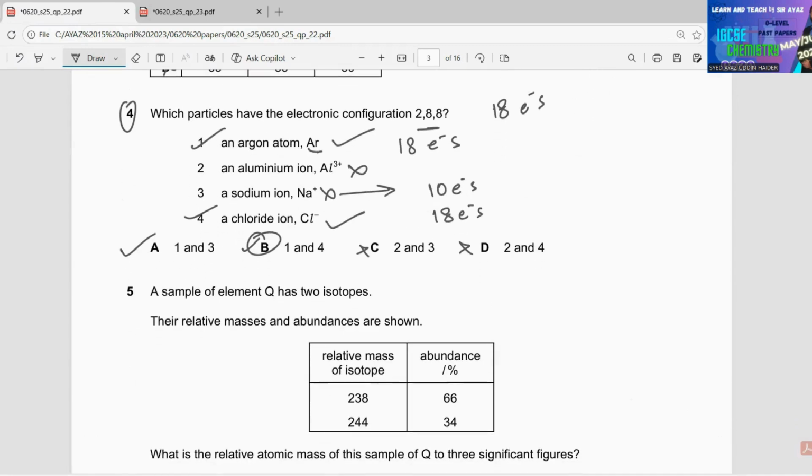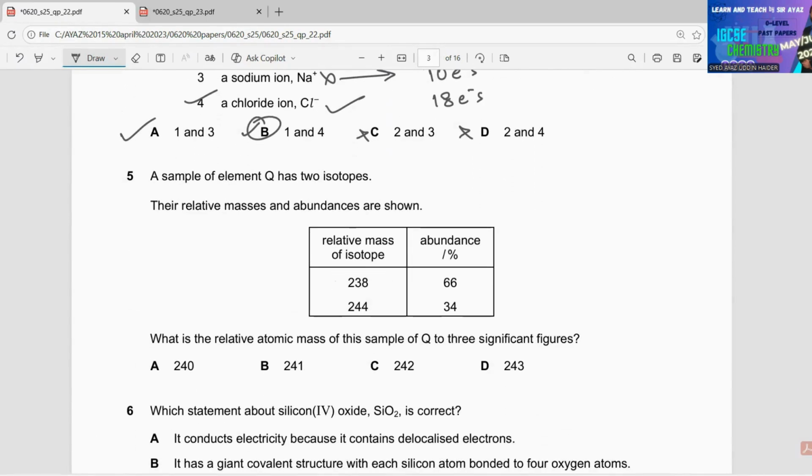Moving to the next MCQ, which is number 5. A sample of element Q has 2 isotopes. Their relative masses and abundances are shown. What is the relative atomic mass of this sample of Q to 3 significant figures? Now, if you look at this information, you simply have to find 66% of 238 and 34% of 244, then add these values. You will get the relative atomic mass.